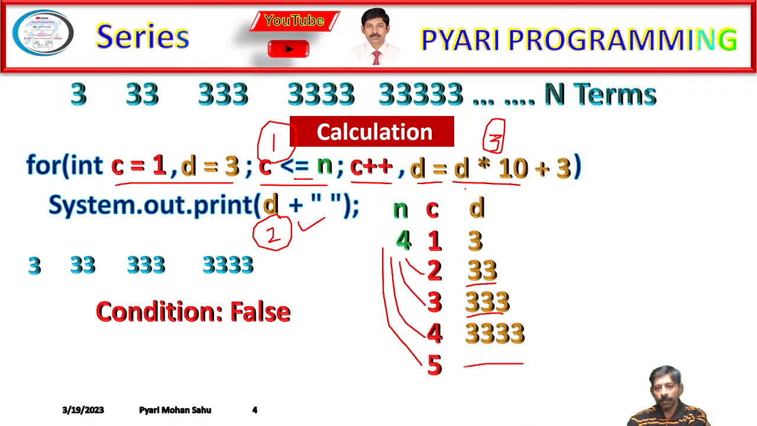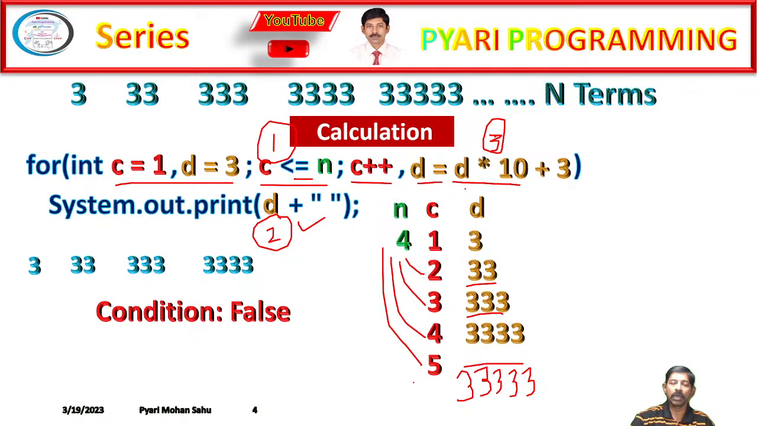Here, in the fifth, what will come in your output: 1, 2, 3, 4, and 5. Five threes are packed. Whatever it may be, because of this the condition is false.